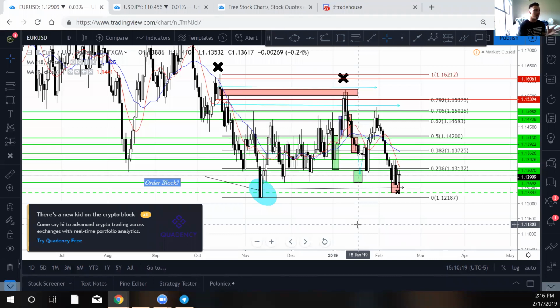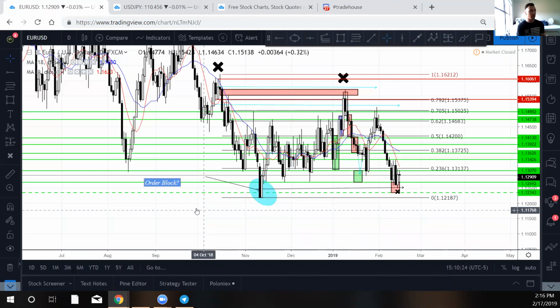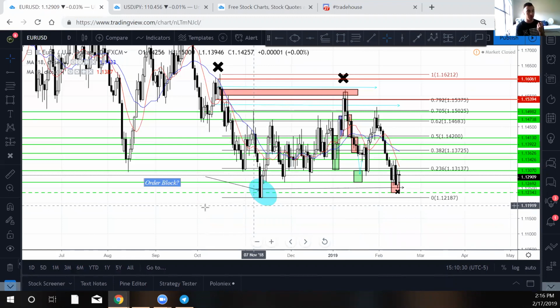The order blocks, here's the description of the order block. You guys can refer back to the YouTube video later on whenever you have some time, and if you don't understand the concept fully quite yet.